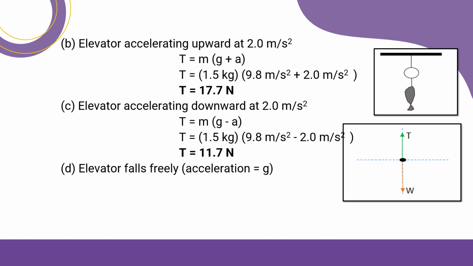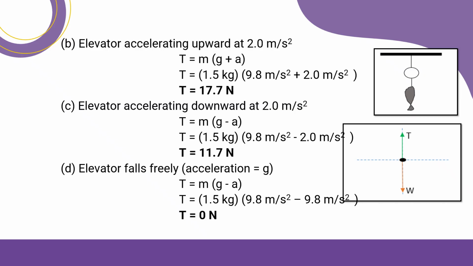And last, if the elevator falls freely, the acceleration is equal to gravity. Falling freely, or free fall. So that is g. Since it is falling, there is a negative acceleration. So T is equal to mass multiplied by gravity minus acceleration. That would be 1.5 kilograms multiplied by 9.8 minus 9.8, or 1.5 times 0. So the tension now is 0.